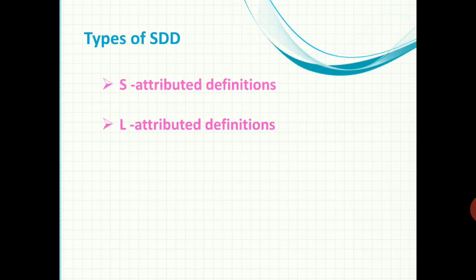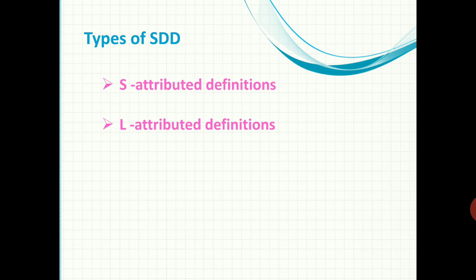The syntax directed definition will give a high level of implementation details. That is, it will abstract the detailed implementation, and it is one of the notations used for attaching semantic rules to the productions. There are two types of syntax directed definition. The first one is S attributed definition and the second is L attributed definition.